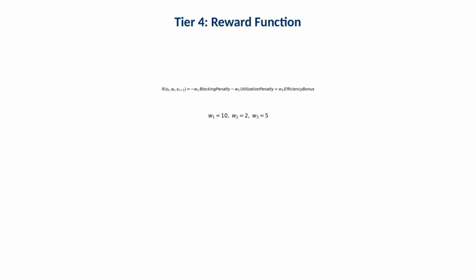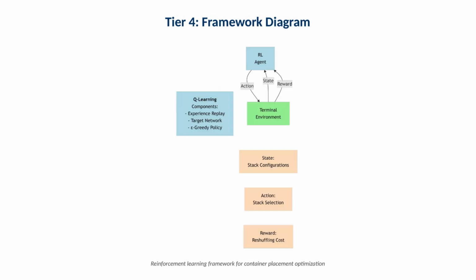This slide introduces the reward function used for learning. Operationally, the reward function is where you encode what good behavior means. If the reward does not penalize blocking strongly enough, the agent may learn fast placements that create expensive future reshuffles. This slide shows the reinforcement learning framework for container placement optimization.